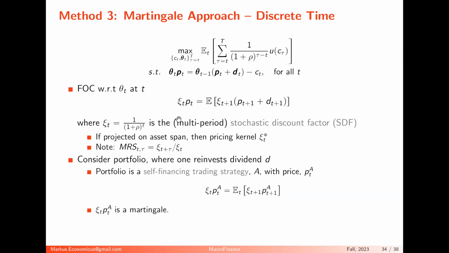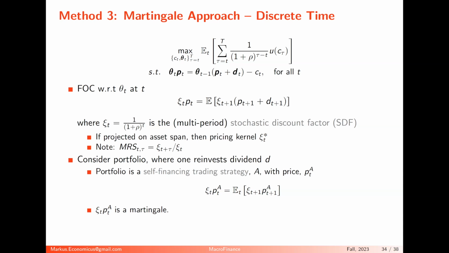So let me do the following. Let's suppose there are no dividends here. Then the process Xi times P would be a martingale. Do you see that? So let's suppose there's no D, D is gone.